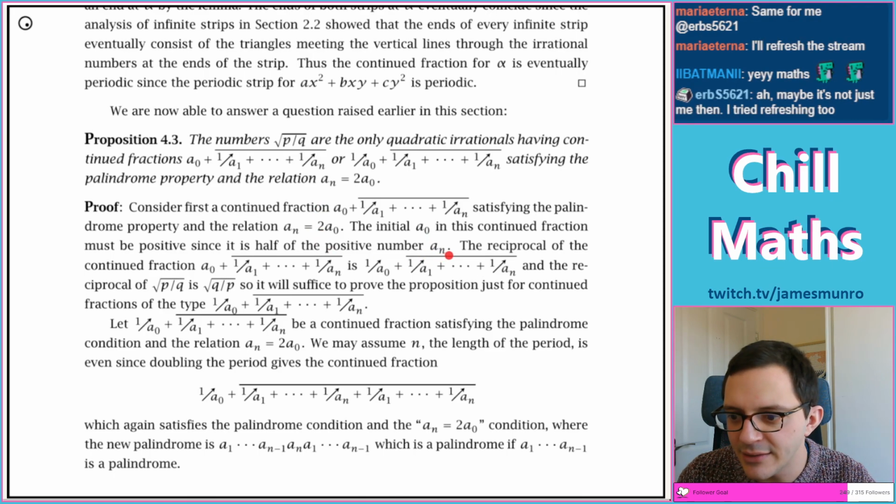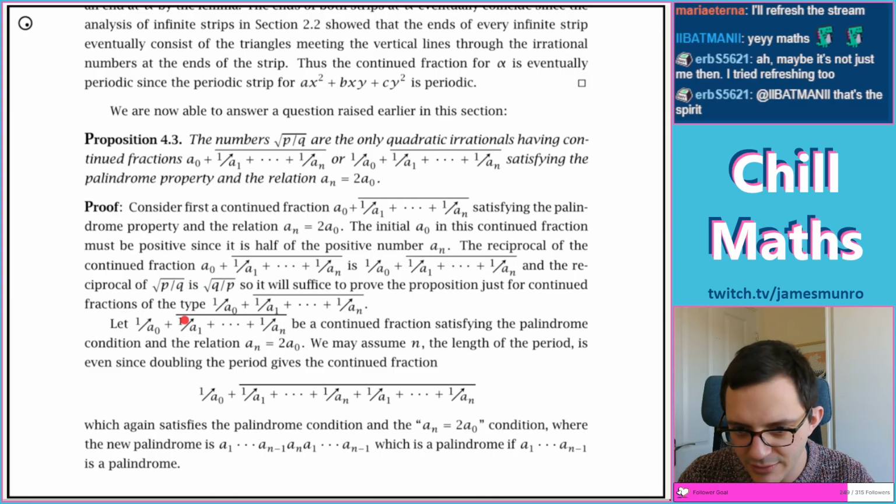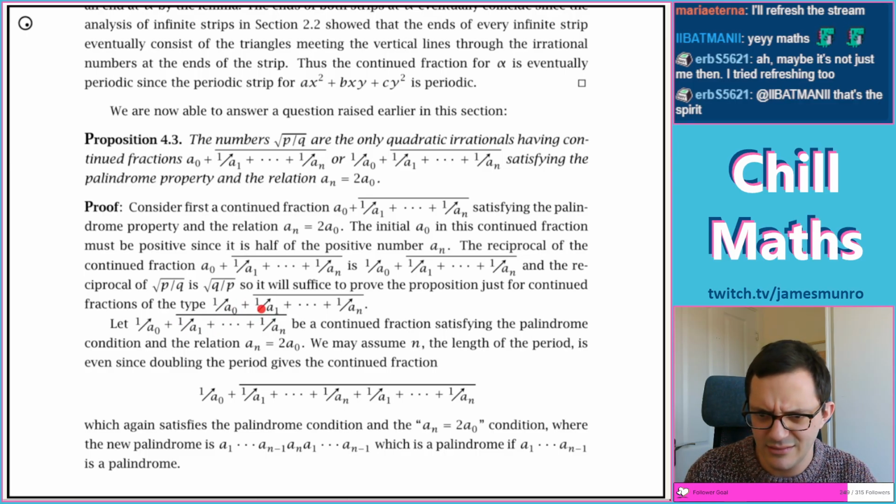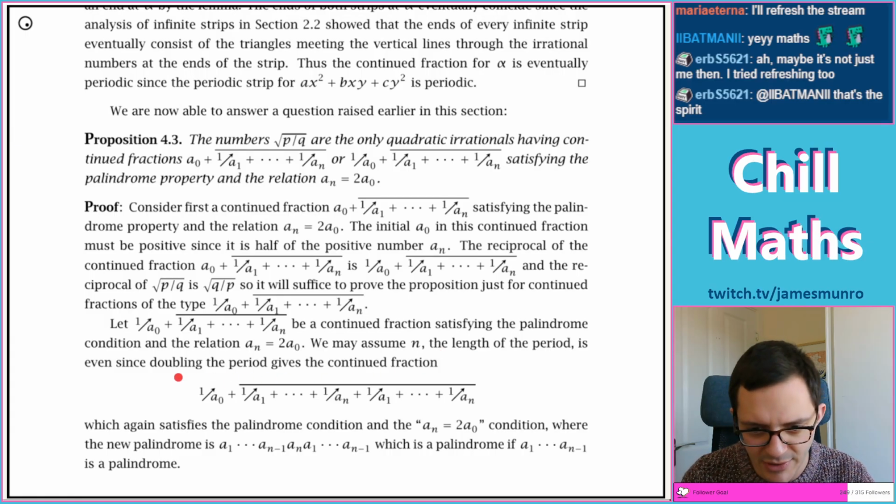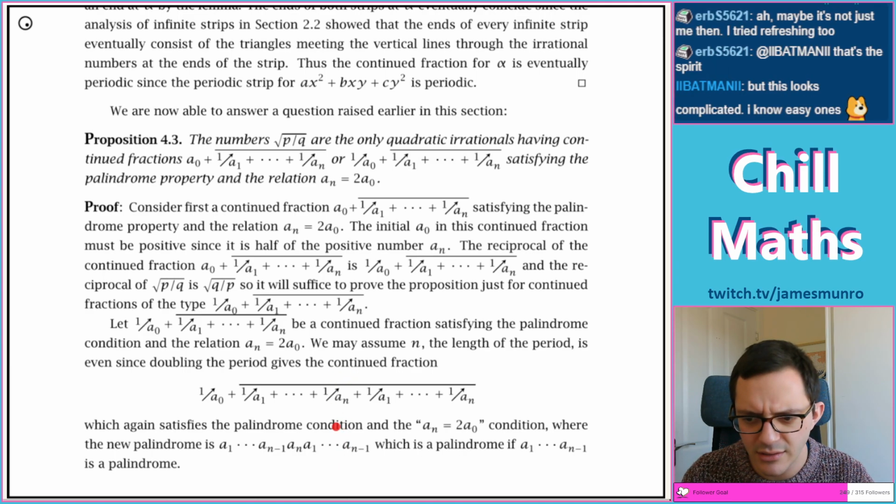For the positive number, reciprocal, oh my goodness, what are we doing? And the reciprocal of this is q over p, so it's positive. Okay, just look at these ones, fine. Satisfying the palindrome condition, the length of the period is even, so it's doubling the period to give a fraction. Yes, good. Okay. I think that's allowed, right? Maybe? I don't know what that's doing.